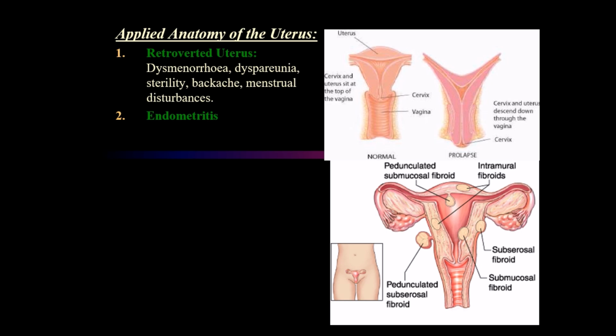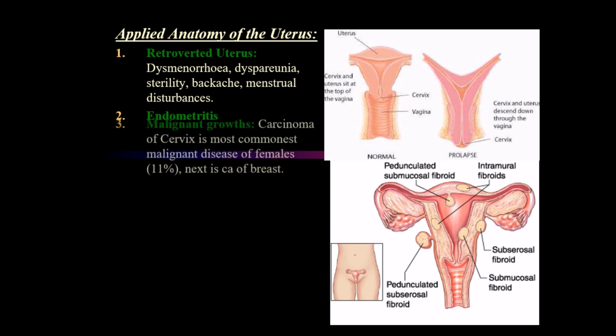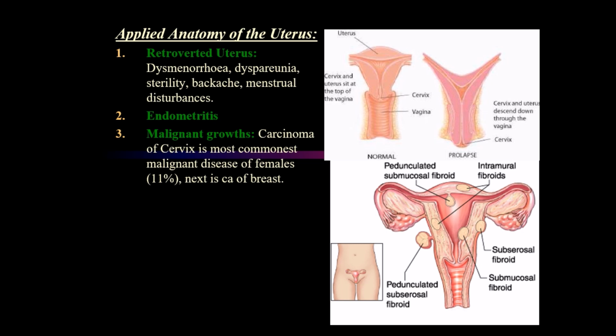Okay. The second is endometritis. This is the inflammation of the endometrium, the inner layer of the uterus. After endometritis, the third important clinical aspect of the uterus is the malignant growth. You should remember that carcinoma of the cervix is the commonest carcinoma in the female, amounting to almost 11%. Next comes carcinoma of the breast. So the commonest carcinoma in the female will be carcinoma of the cervix.